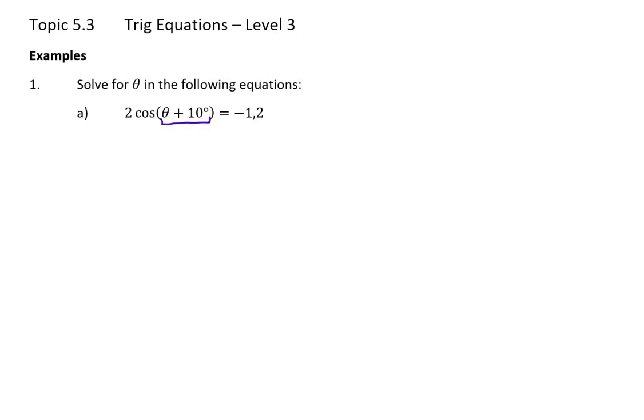Solve for theta. I'm going to write down our steps as we go, but so far hopefully we've learned that our first step is we need to isolate the trig ratio. Whether it's sine, cos or tan, my first thing is I need to isolate it. So in this example, that 2, I don't want that to be there. So I'm going to divide by 2 on both sides, and I get negative 0,6.